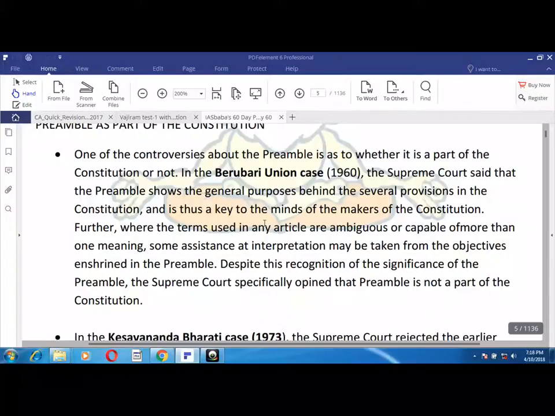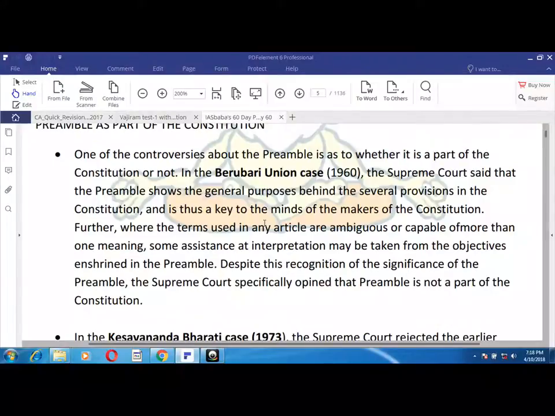Okay, so one of the controversies about the preamble is as to whether it is a part of the Constitution. I'm sorry, my health is not good.